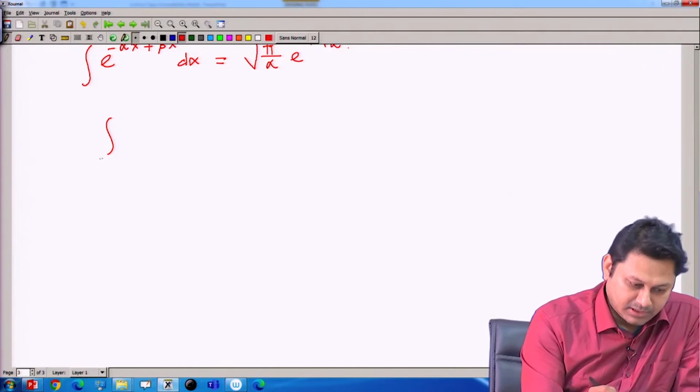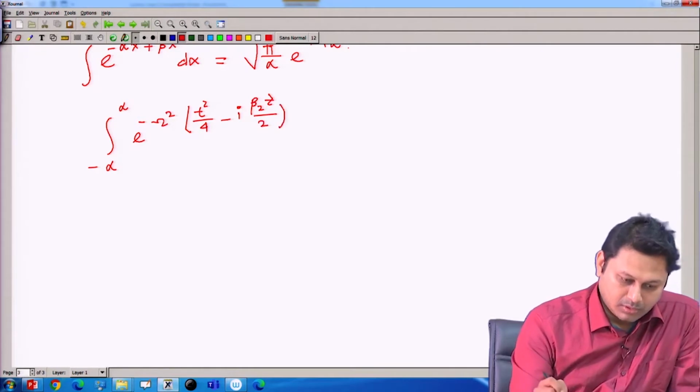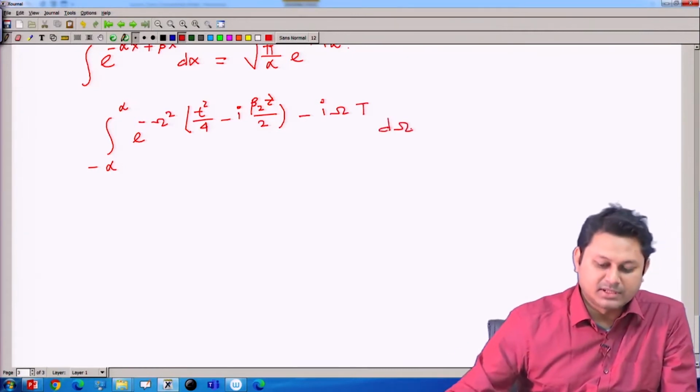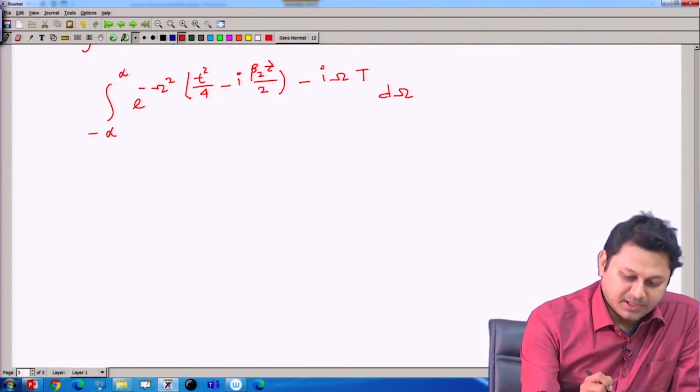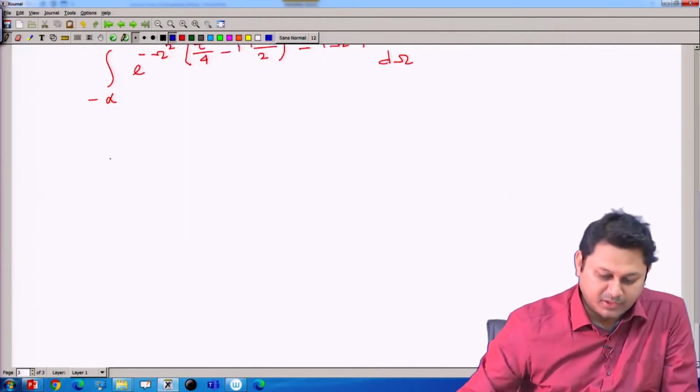On the left hand side I want to execute this integral: the integral of minus omega square t square by 4, minus i beta 2 z divided by 2, minus i omega t d omega. The only thing is to evaluate this integral, and we know the recipe as well. So I am going to use this recipe and find out the final value.